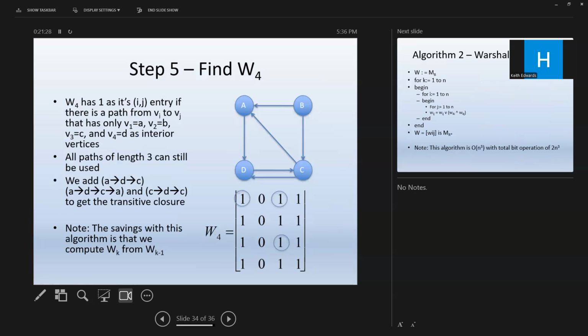Now, last step, W4, we can add D as an interior vertex, and then we can go from A through D to C. So we can add that one in. We can go from A to D to C to A, and so we can add A to A in. And then we can go from C to D to C, and so we can add the C to C one in. All three of these are circled. This is our transitive closure.